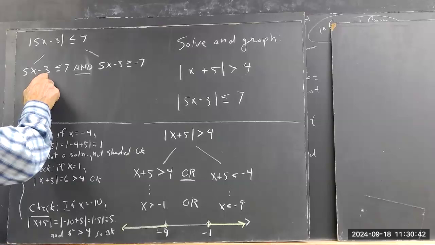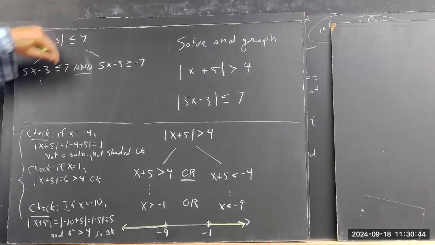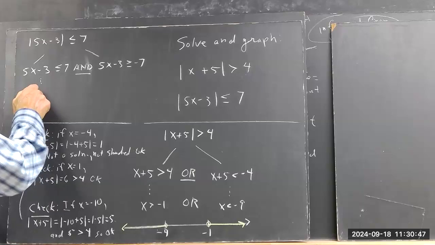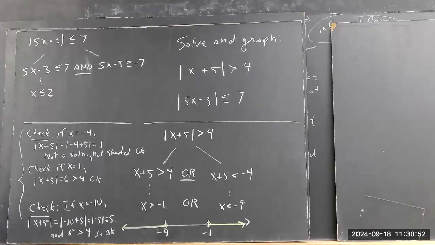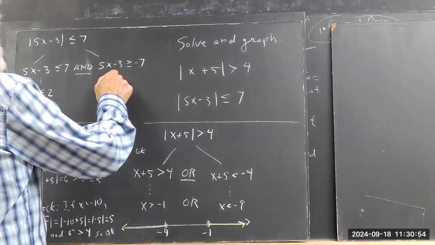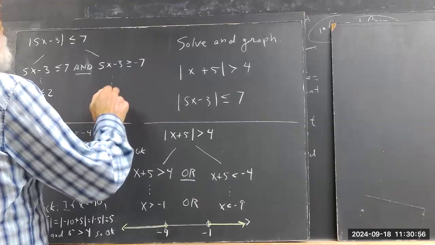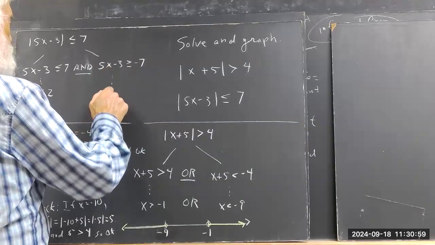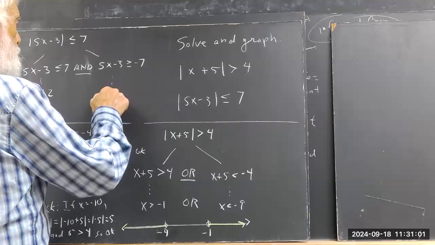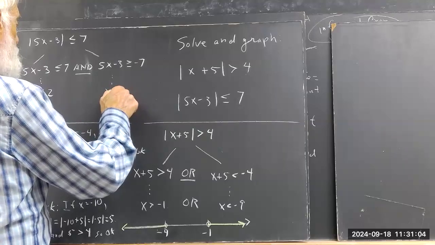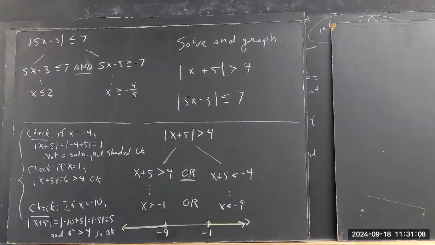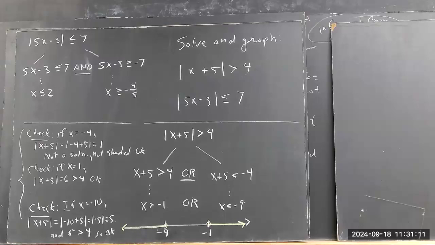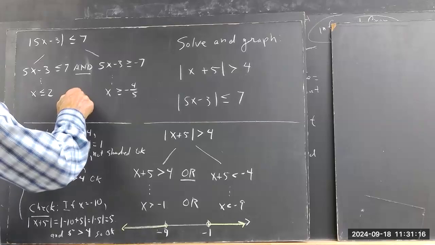Okay, now you solve this. You're going to add 3 to both sides, you're going to get 10, you're going to divide by 5. You're going to get x less than or equal to 2. Here, you solve. Now you add 3 to both sides, you're going to get 4, and you're going to get -4. Divide by 5, you're going to get -4/5. Everybody can do those steps. And it's an and.